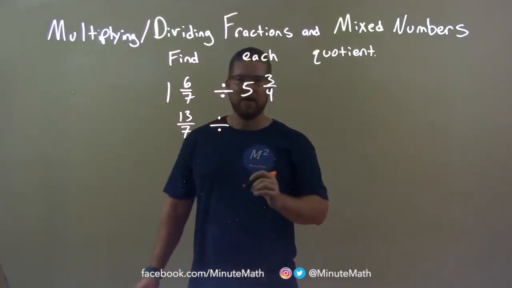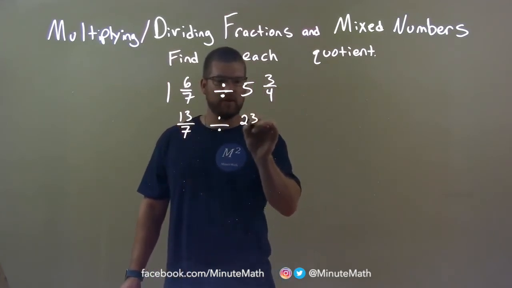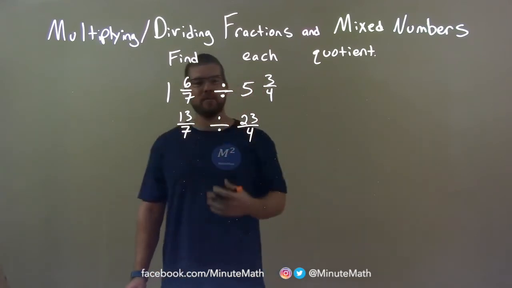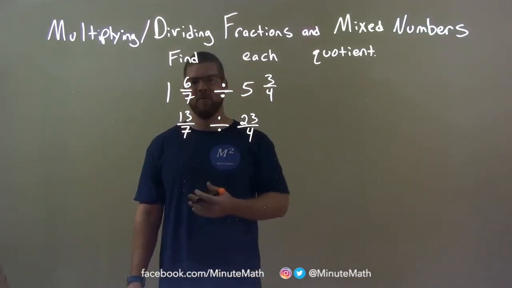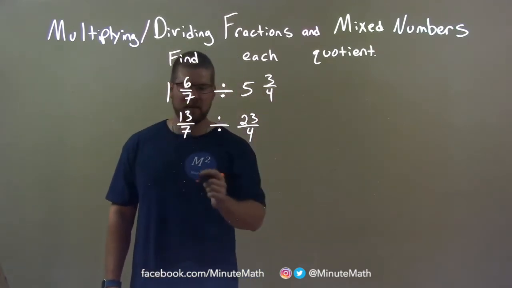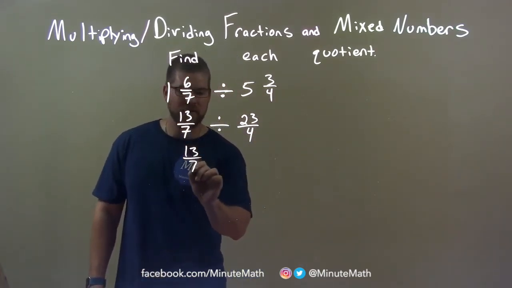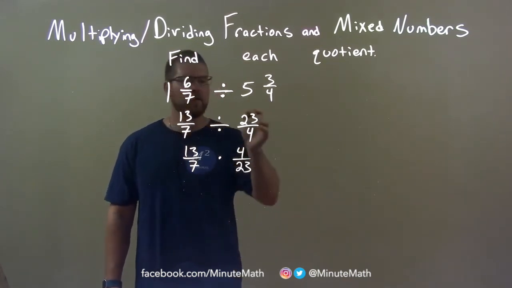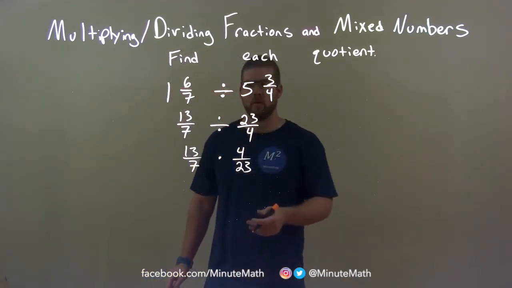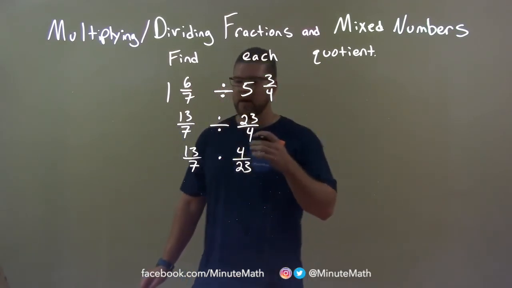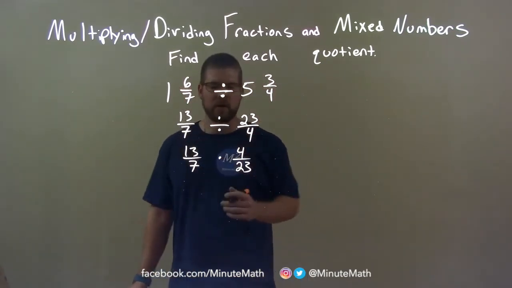4 times 5 is 20, plus 3 is 23. 23 over 4. But then again, if you're like me, I do not like division as well. So I'm going to convert this to multiplication. Dividing by the fraction 23 over 4 is the same thing as multiplying by 4 over 23. So now we have 13 over 7 times 4 over 23.